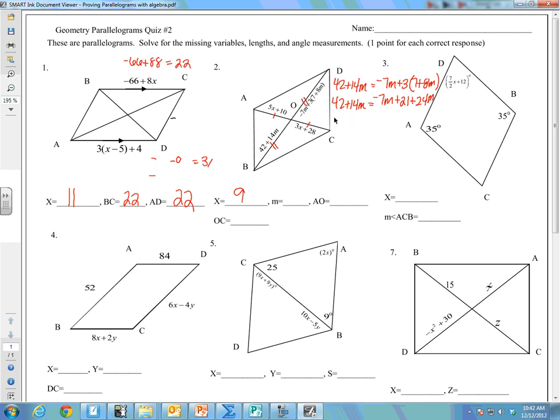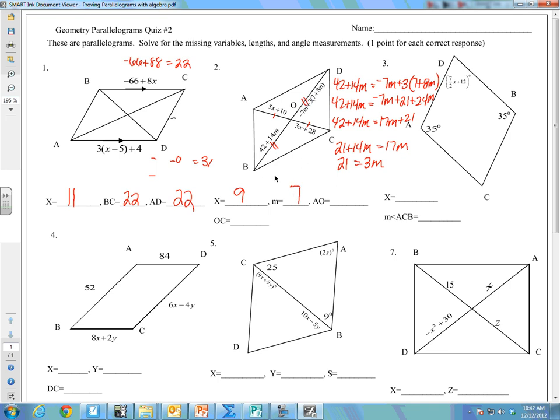Combine like terms on the right-hand side. The left-hand side still says 42 plus 14m. Right-hand side, negative 7 plus 24 is 17m, and then I've got plus 21. I'll move the 21 over to the left-hand side. So 42 minus 21 will give me 21 plus 14m is equal to 17m. Subtract 14m from both sides, so we get 21 is equal to 3m. So now m has to be 7.